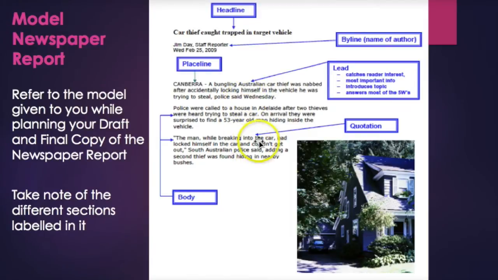Next we have quotation. Now, the quote must be from someone reliable. So, for instance, the police, the authorities, maybe a key witness. So this basically makes up the body of your newspaper report. The last line can be something like, police investigations are still ongoing. If you need more examples, you can always pick up a copy of the Straits Times, or a copy of the New Paper. All these publications will show you what to do.